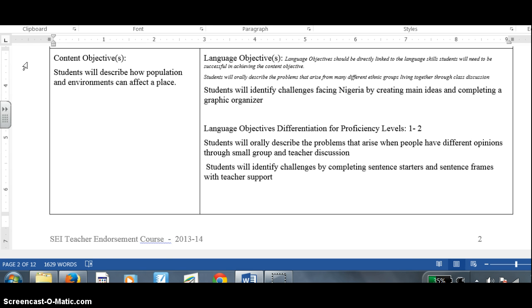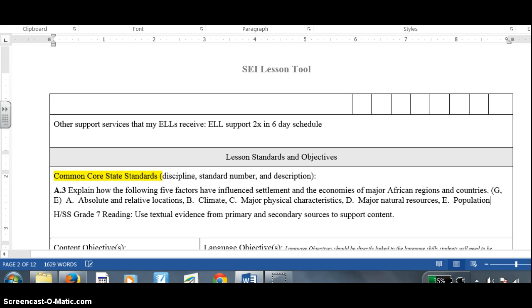Our objective was to describe how population and environment can affect a place, and we focused on Nigeria in particular because we are studying Africa as our bigger unit right now. And Nigeria is actually perfect for this because it has tons of different ethnic groups, and because of that, the different populations often come into conflict, so we can talk about how those conflicts affect the country and the continent itself.